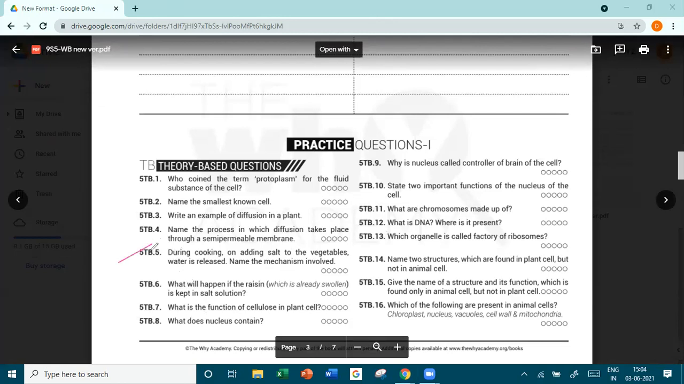Okay, let's try the fifth one. During cooking, on adding salt to the vegetables, water is released. Name the mechanism involved. Who can answer? Is it hypertonic solution? Okay, so that would be the property of the solution. What would be the mechanism?